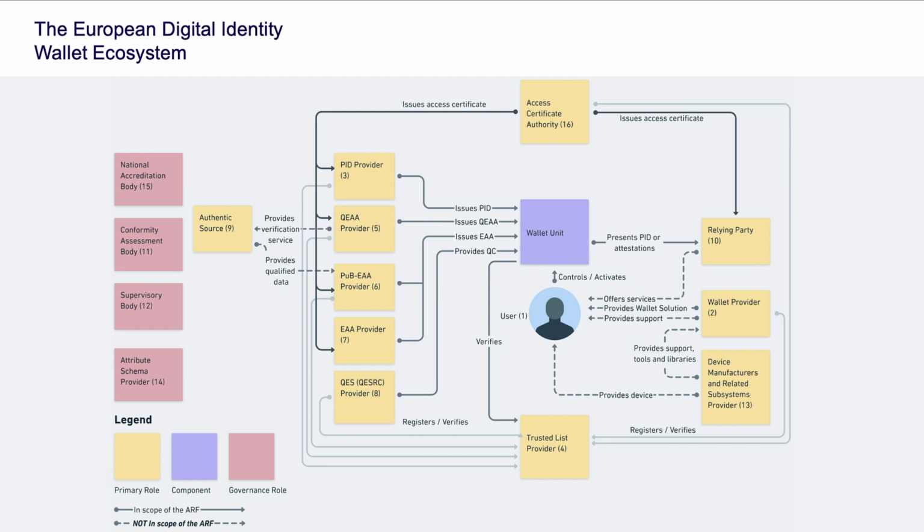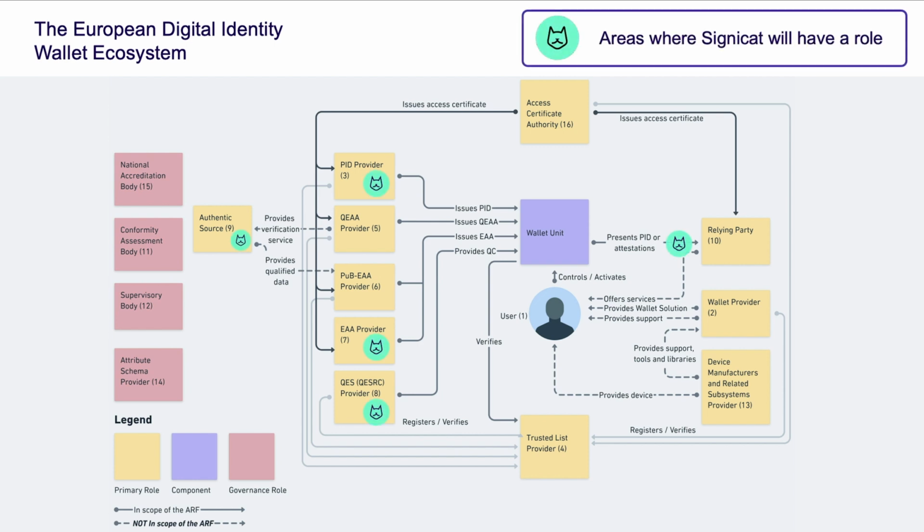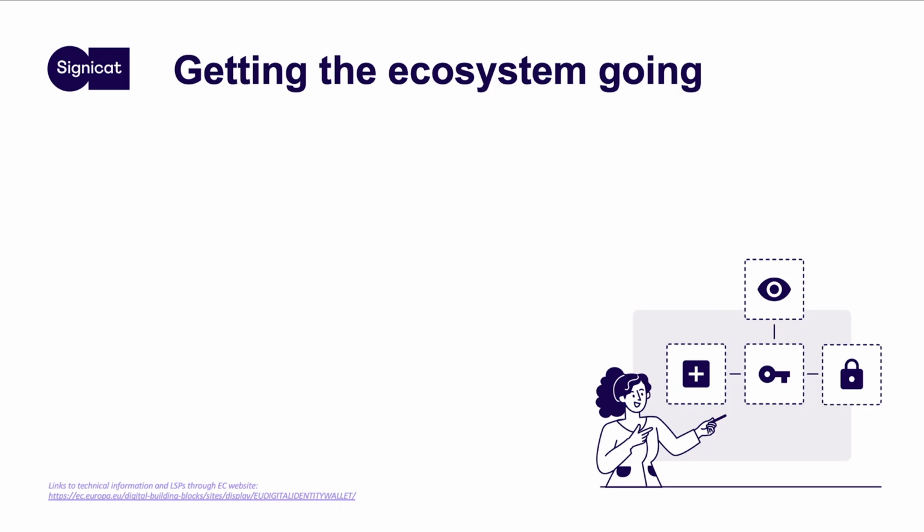So you've got the PID provider, the identity provider, which is a member state role. You've got attestation providers in 3 different flavors, qualified, coming from a public source, or non-qualified, and you've got signatures. And then around that, there's a whole bunch of trust certification. You can read through it. And my company, Signicat, is going to play a role in many of these areas.